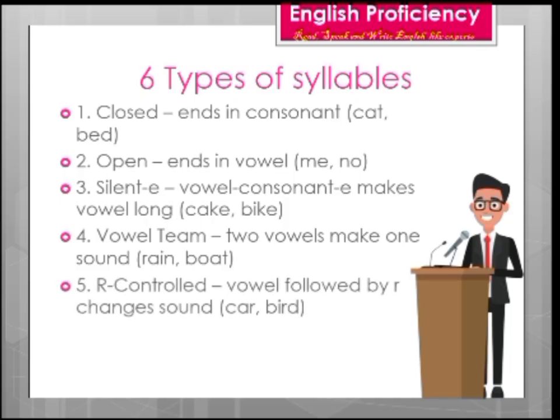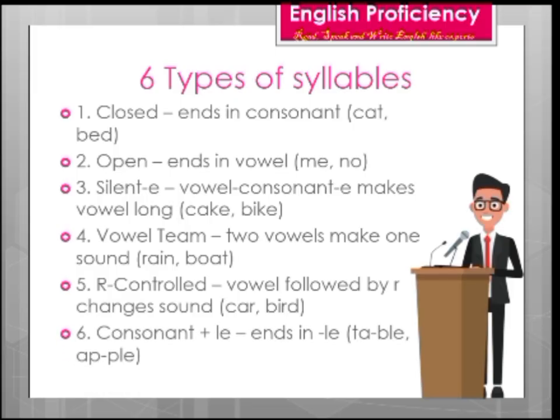Now the R controlled syllable is that kind of syllable where after the vowel there is r. After the vowel there's r. For example, car. So you just see that you have to pull it, you have to drag it a bit. Car, bird. Now we call it the R controlled syllable.